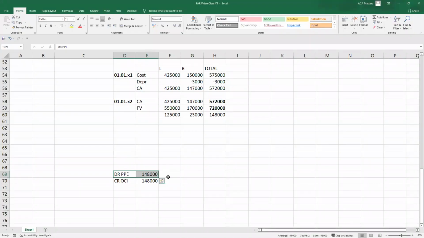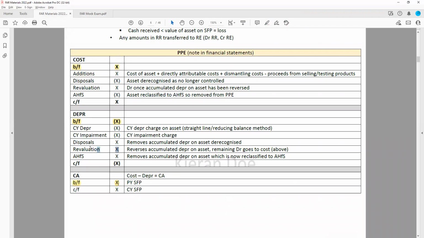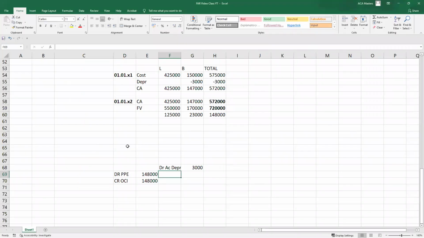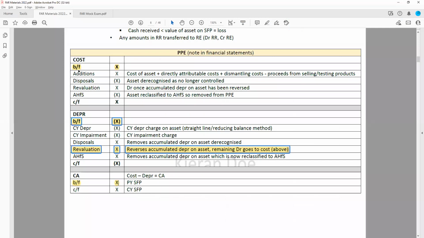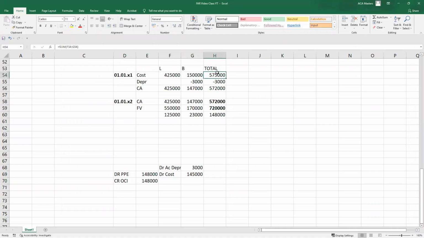So you think about this debit to PPE being split into two. We debit the accumulated depreciation, first of all, for any amount of that. So we've got the 3k of accumulated depreciation. So that effectively gets reversed here. So you'd have 3k here to reverse that brought forward accumulated depreciation, and then the rest would go to the cost amount. So you'd have 145k go into the cost amount, because you start with the brought forward cost here for the land and buildings, and therefore the 145 would go to that. So you can see we'd have the cost amount there.